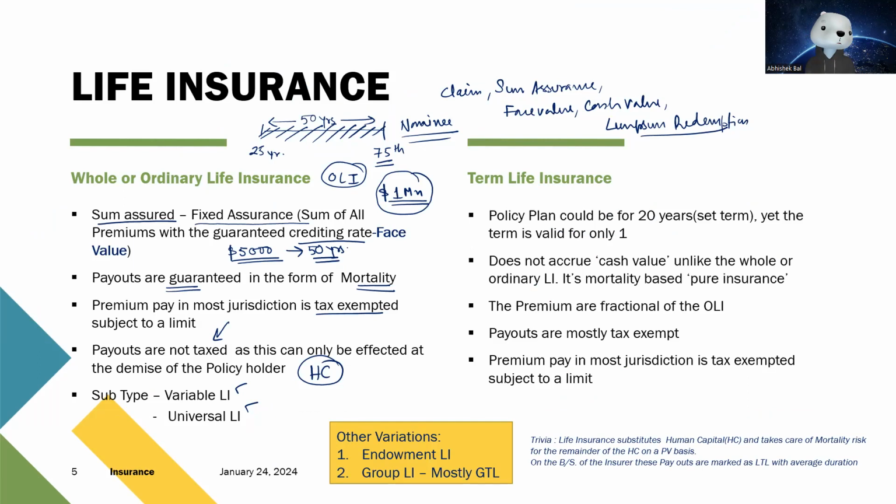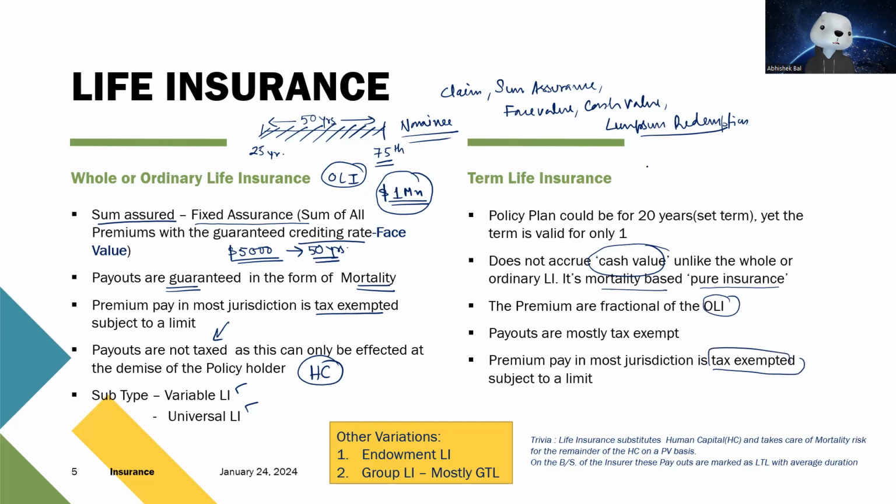So the policy plan could be for 20 years. We set the term in case of a term life insurance policy. That is why it is called a term life insurance policy. So the policy plan could be for 20 years, and yet the term is valid only for one. What does that mean? We'll come to that later on. Does not accrue cash value. Unlike the whole or ordinary life insurance policy, it is mortality based and hence a pure insurance. The premiums are a fraction of the ordinary life insurance policy. Payouts are mostly tax exempt. Premium payment in most jurisdictions is also tax exempted, subject to a limit.